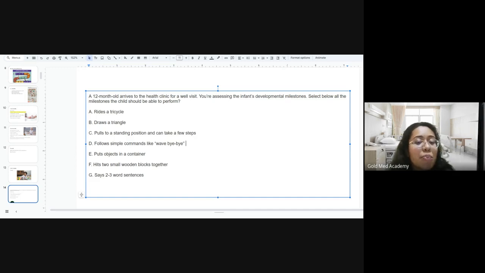Okay. E, puts objects in a container. If you've ever seen those big blocks these kids play with, and they have them in a large container, these kids can pick up big blocks, big stuffed animals, big toy trucks, not very heavy, but maybe those lightweight trucks. They're able to move that and put it into a container.